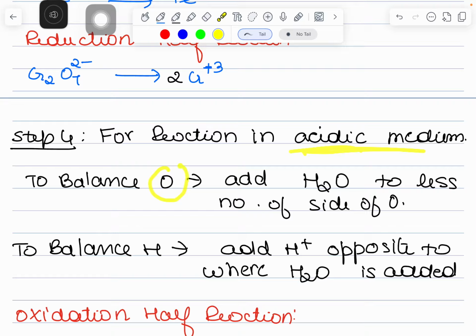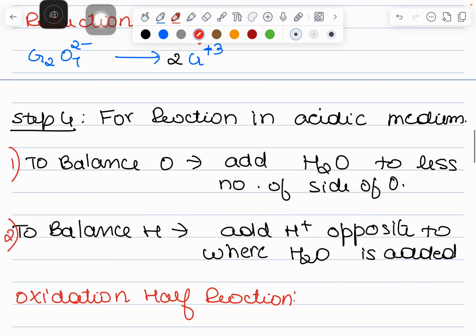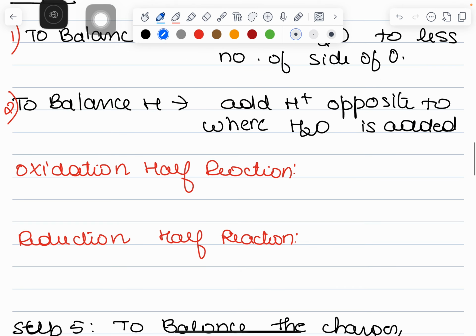To balance oxygen, we have to add H2O to the side with fewer oxygen, and to balance H, add H+ opposite to where H2O is added. If you have not understood, I will explain, but always first balance oxygen, then balance hydrogen. First let's write the oxidation half reaction, Fe2+ gives Fe3+. Here hydrogen is not there, oxygen is not there, so it is not required to balance.